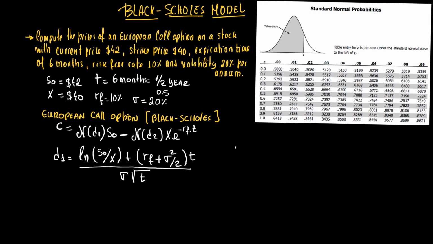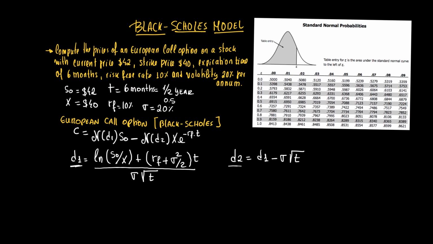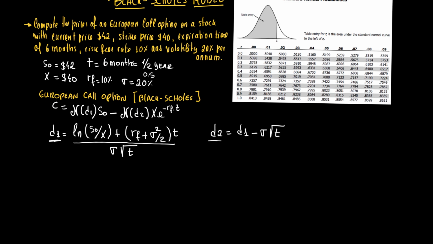In the same way, we can express D2 in terms of D1. D2 equals D1 minus the volatility times the square root of the time period. So how do we solve this? The first thing to compute is precisely these values of D1 and D2. So let's start. We just replace the values.